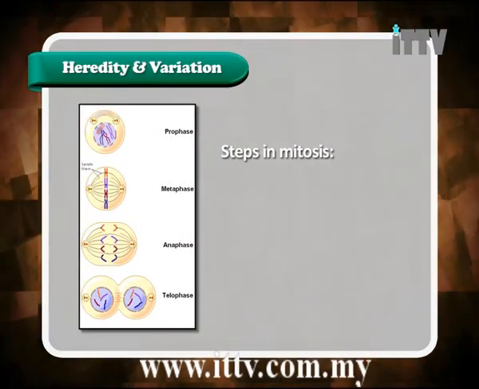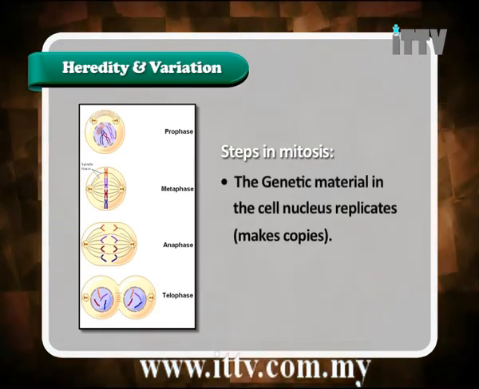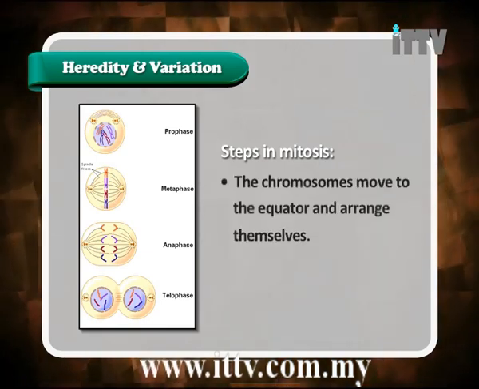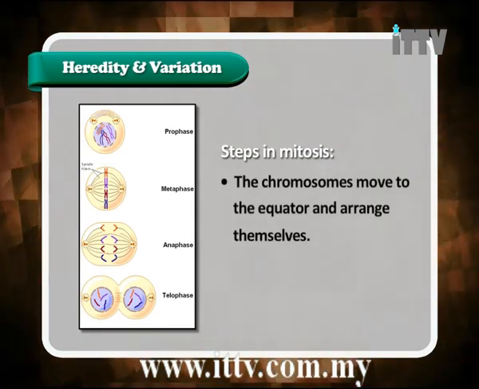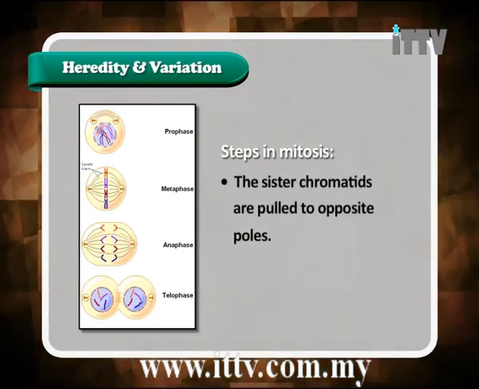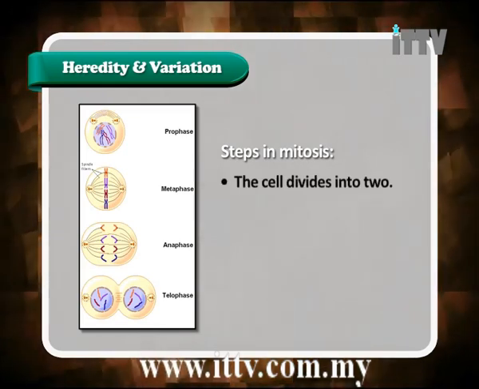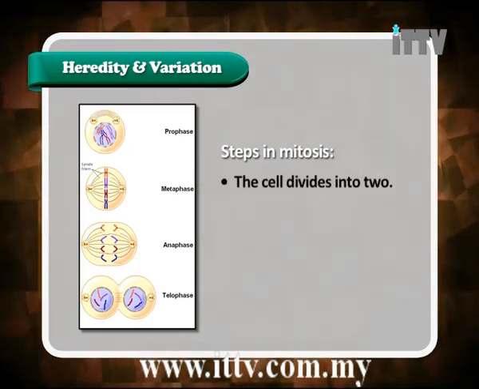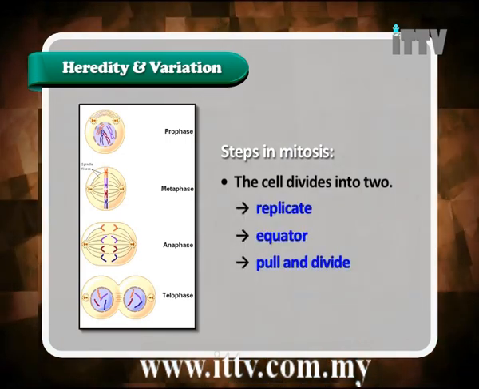Steps in mitosis. The genetic material in the cell nucleus replicates, makes copies. The chromosomes move to the equator and arrange themselves. The sister chromatids are pulled to opposite poles. The cell divides into 2. The key is replicate, equator, pull, and divide.